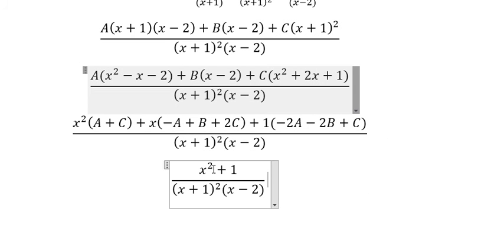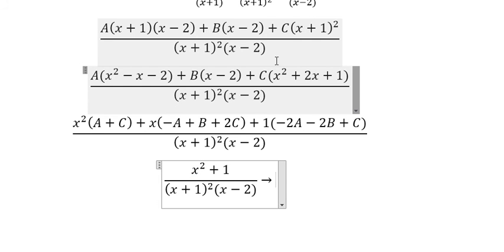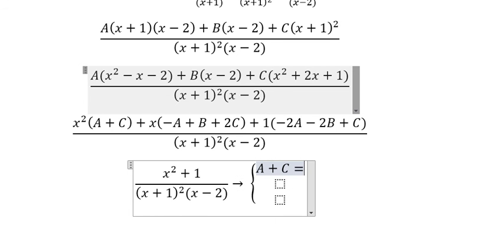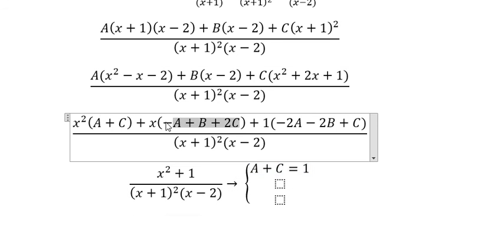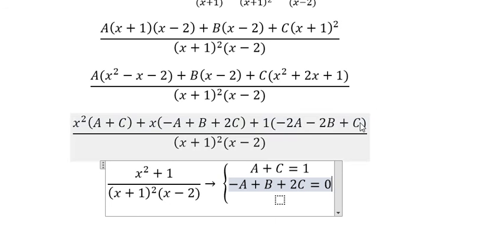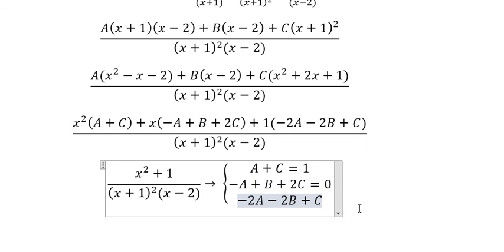As you can see, this is the coefficient of the number 1, so we can create the system of equations. So in here we have A plus C equals to 1. This one goes to 0, and this one goes to 1.